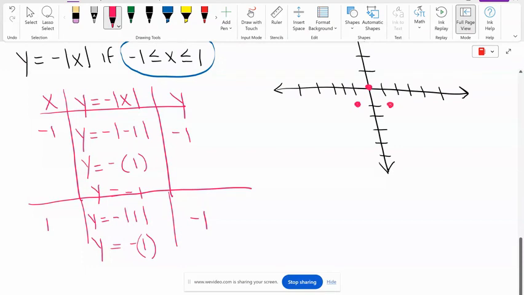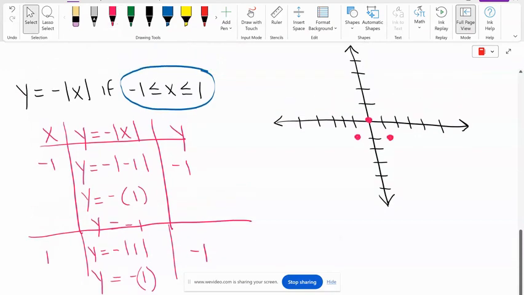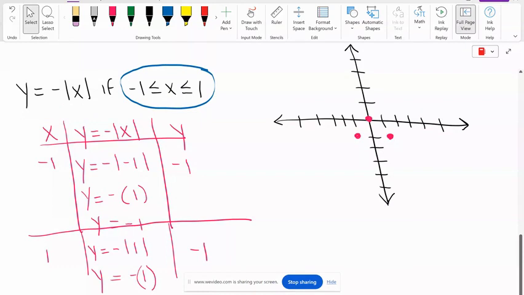Why am I making them closed circles versus open circles? Does anybody know? All the signs are less than or equal to. Good, because all of the signs in that domain are less than or equal to, because of those lines underneath the crocodile mouth. That's why I'm making the closed circles. So this is my frowning V. I cannot extend beyond that because of the domain restriction.